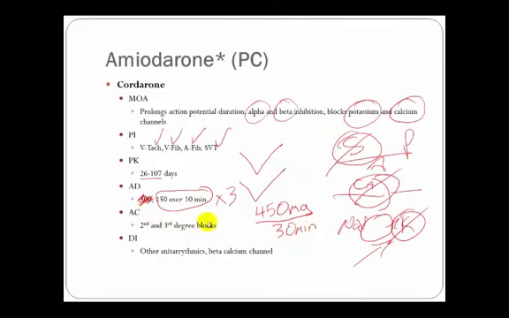Absolute contraindications: if there's any kind of high degree heart block, if there's a physical block present, you have no need to put on board a chemical block. And drug interactions: other antidysrhythmics, beta blockers and calcium channel blockers will potentiate the effect of this.